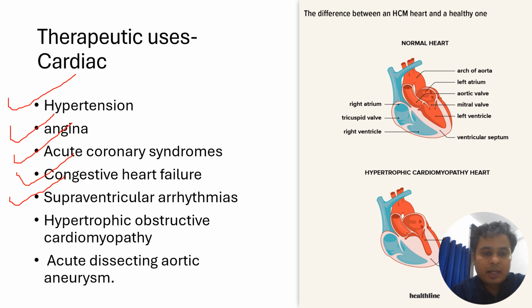And then they can be used in hypertrophic obstructive cardiomyopathy. So during hypertrophic obstructive cardiomyopathy, there is an increase in the outflow tract obstruction. So beta blockers tend to relieve that outflow tract obstruction. So again, in hypertrophic cardiomyopathy, beta blockers can be used. And also we have got the use of beta blockers in acute dissecting aortic aneurysms.